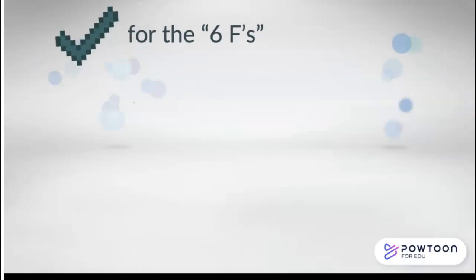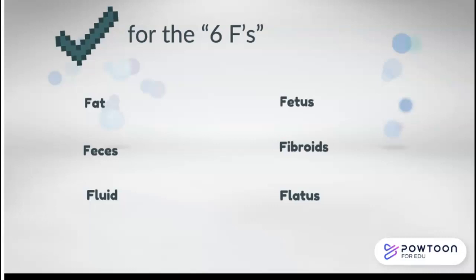We use this mnemonic, the 6 F's, for abdominal distension. Most common reasons for a distension are because of fat, because of feces, because of fluid, because of a fetus, fibroids, or flatus, otherwise known as gas.